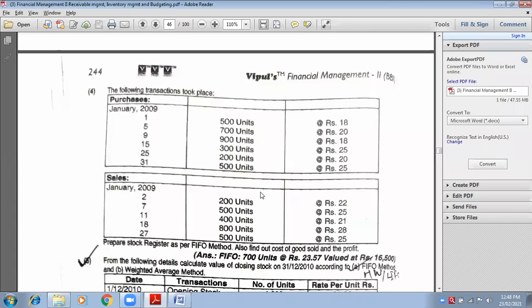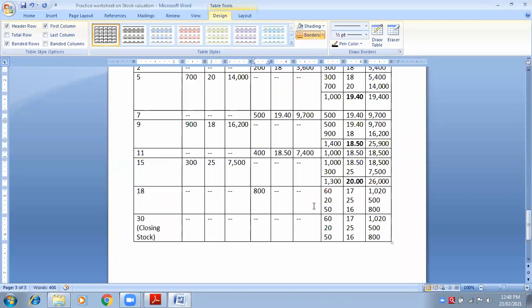Now on 18th date, 800 units are issued. So the total that you have in your hand is 1300. Out of 1300, 800 can be easily issued. Yes or no? Yes. How much is the amount? 26,000. No, what is the rate? Rate, sorry. 20.00. Very good. So here I will write 20. So 800 into 20 is how much? 16,000.